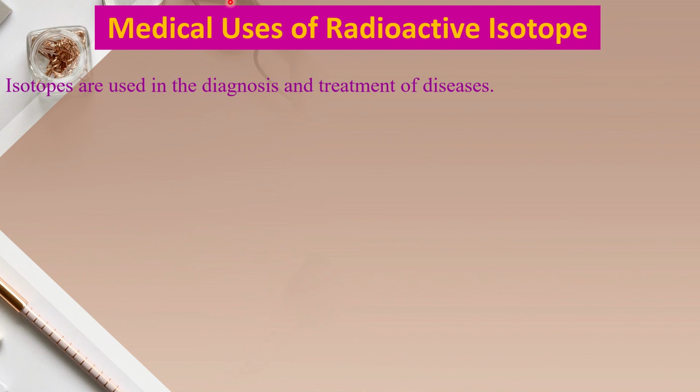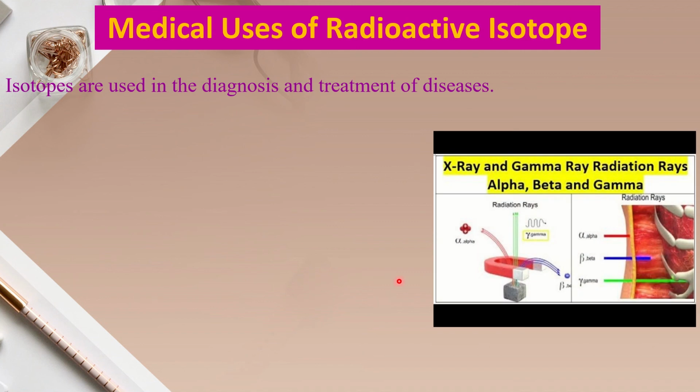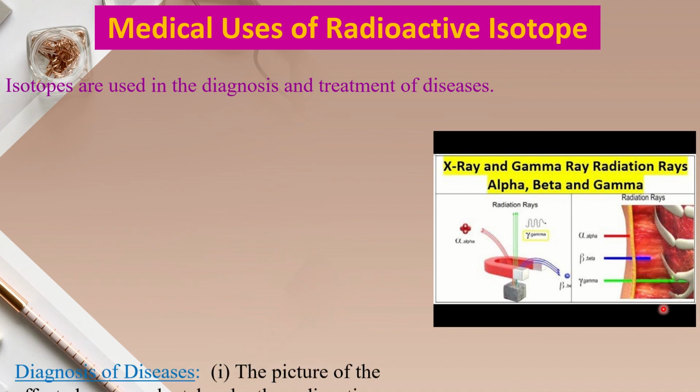Isotopes are used in the diagnosis and treatment of diseases. In the medical sector, there are two types of uses of radioactive isotopes. One is in diagnosis of disease and another is treatment of diseases. Look, here X-ray, gamma ray, alpha, beta, these rays are used to detect different diseases inside the body.